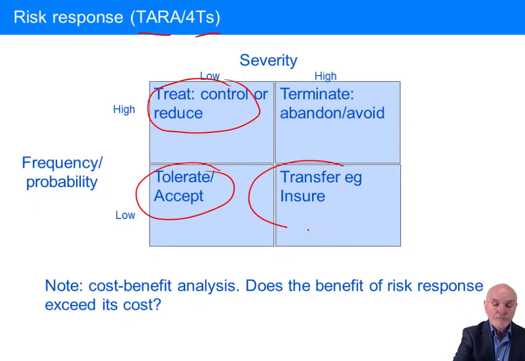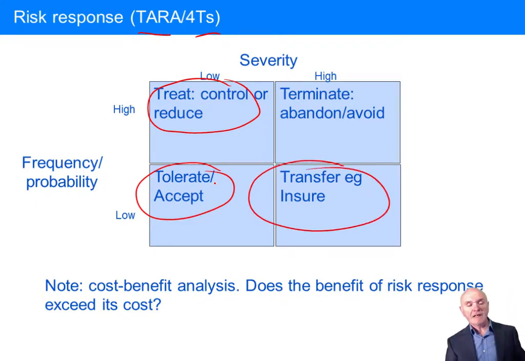Here we have transfer or insure. Here we have high severity but very low probability. And this of course is what we do. When we have a risk of high severity but low probability, we tend to seek insurance.